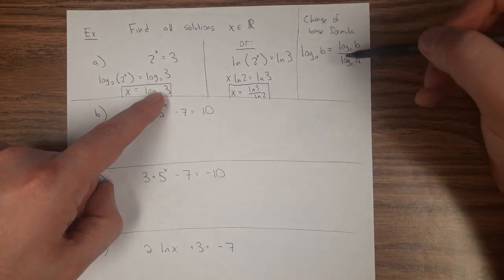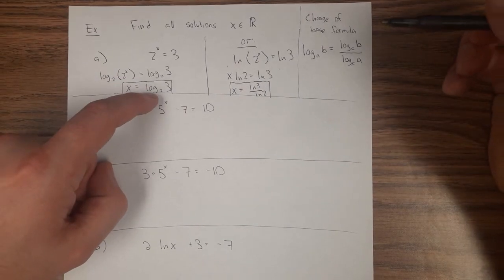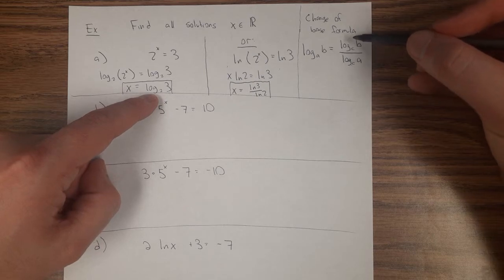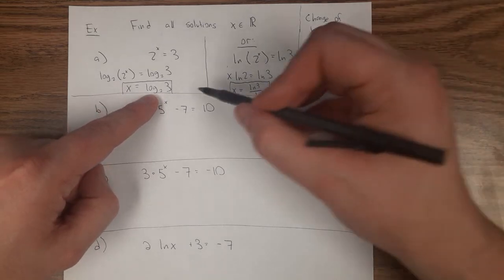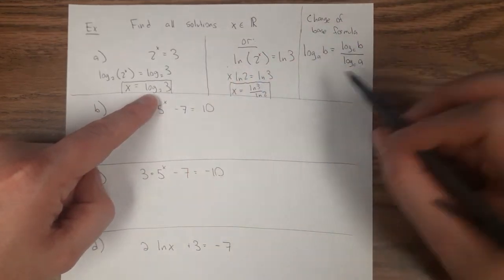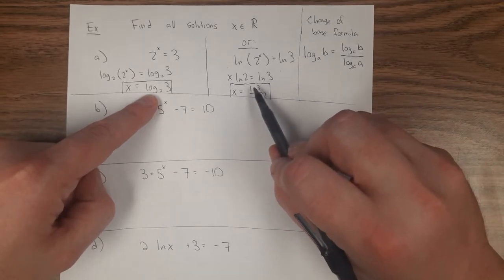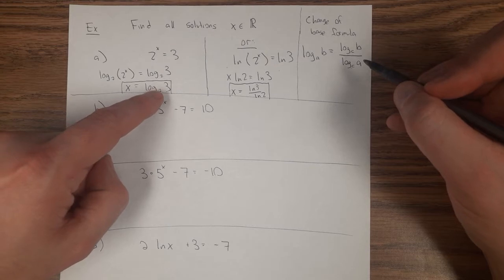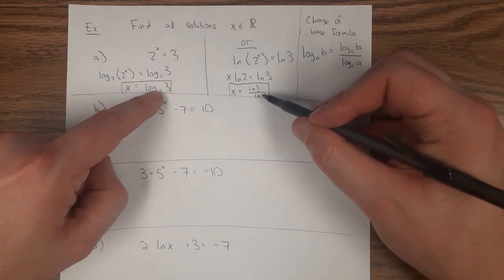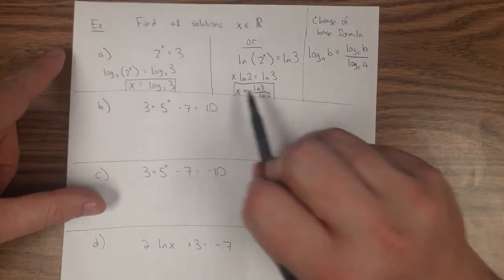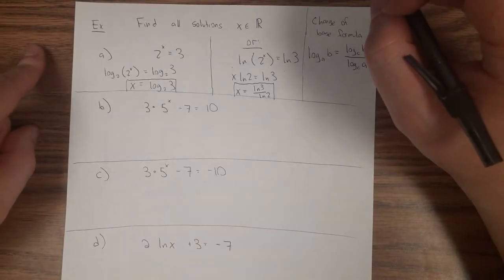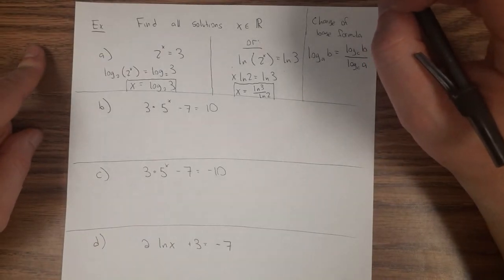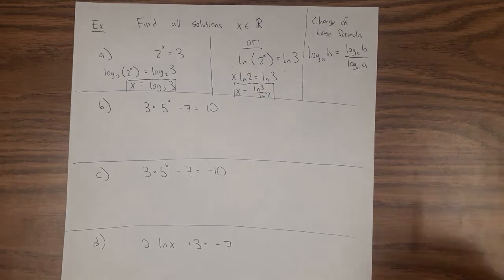If I use the change of base formula to convert this, I would do the natural log of b, which is 3 here, so I get the natural log of 3, and I would divide it by the natural log of a, which is the base here, so that's why there's a 2 there. So this number and this number are the same thing. We did not get two different answers. It's just two different forms of the same answer.